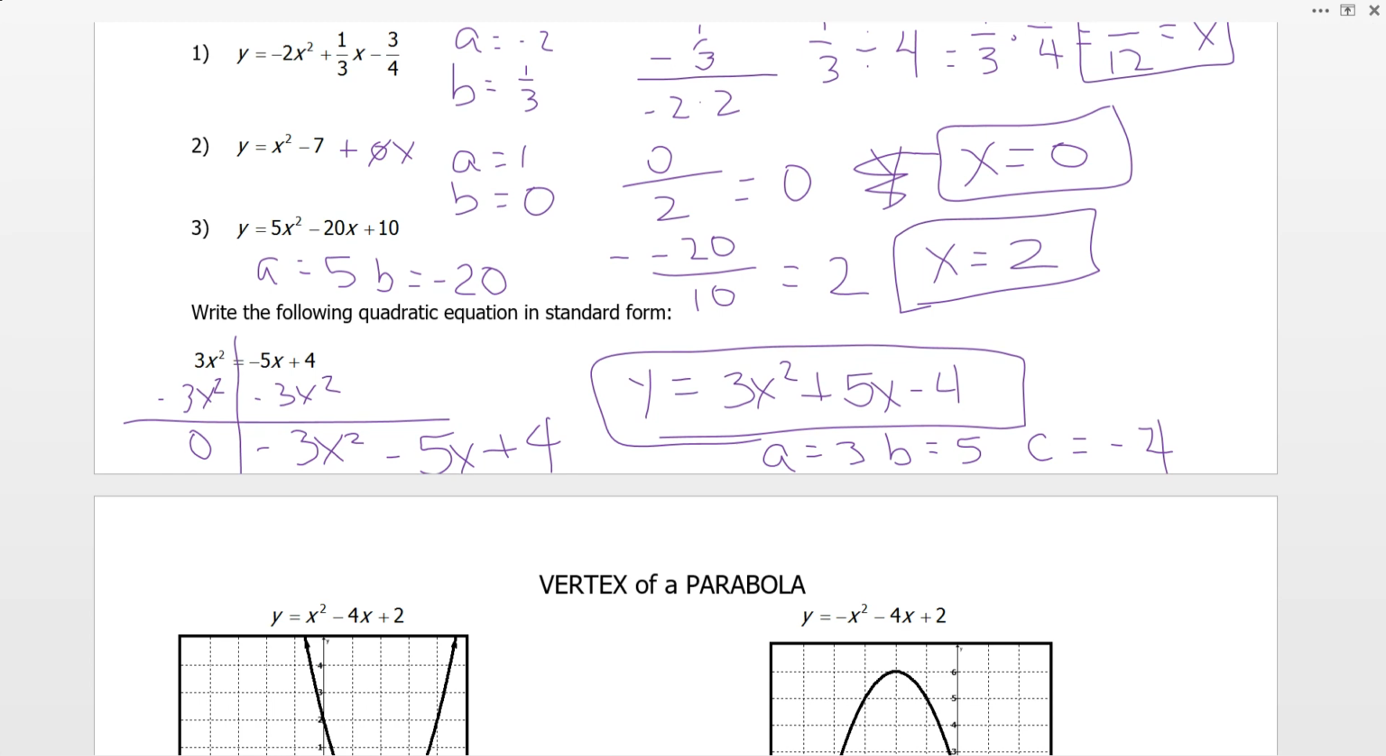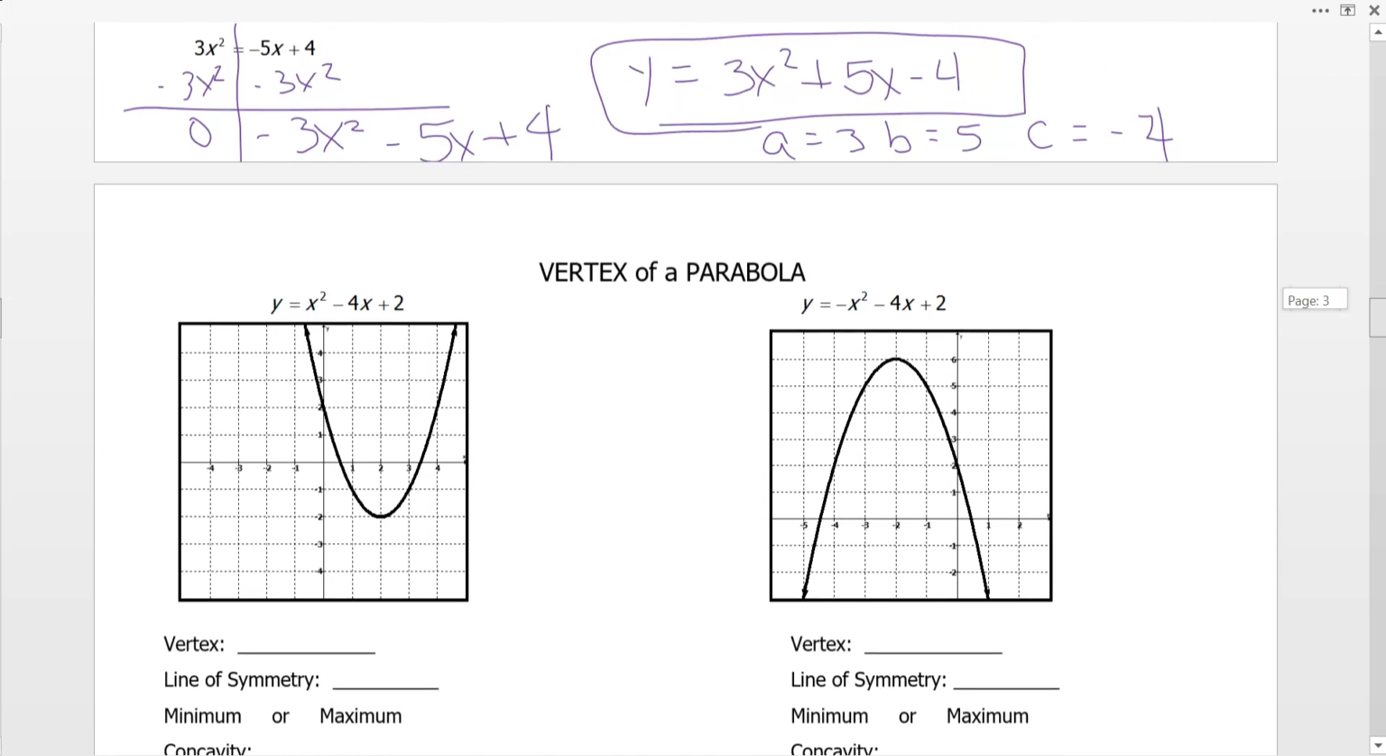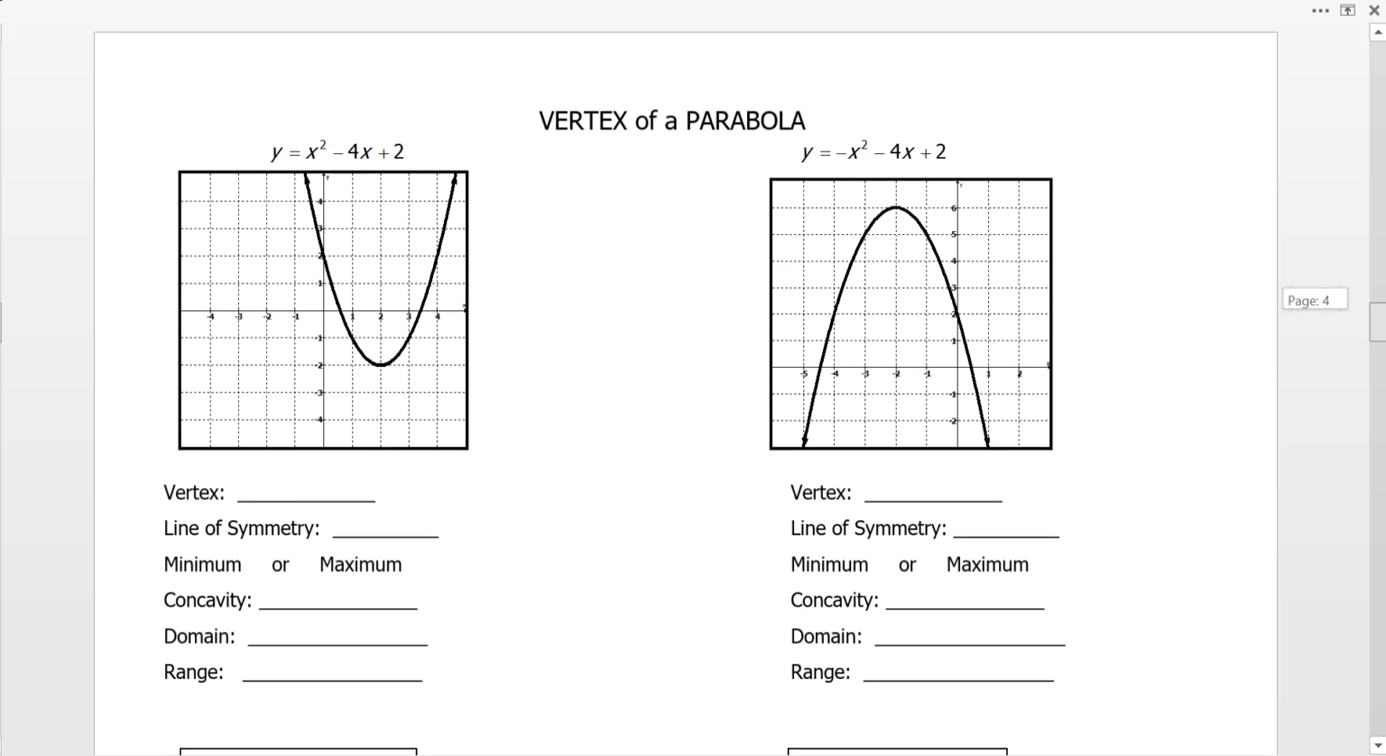Okay, so that is the line of symmetry, which is the vertical line that goes through the parabola exactly through the vertex, and it's symmetrical on both sides. Okay, so now let's find the vertex and see if we can notice something tricky for finding the vertex.